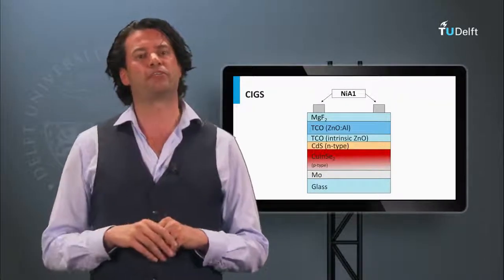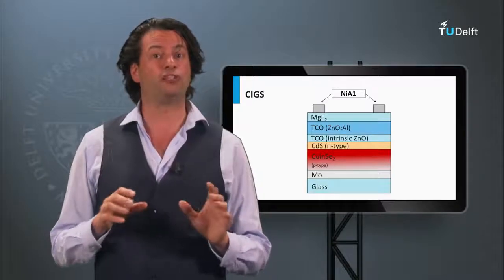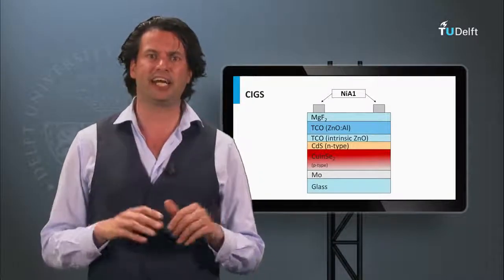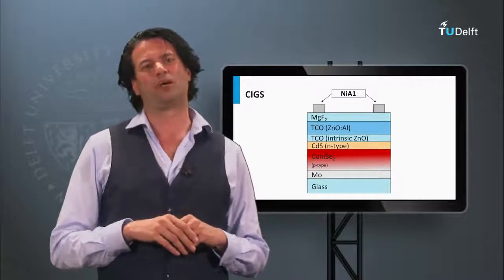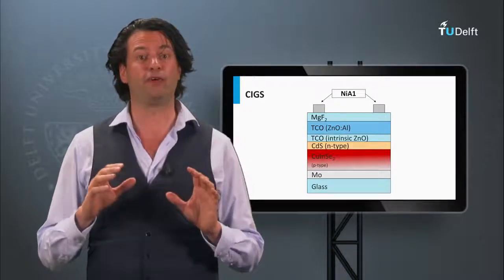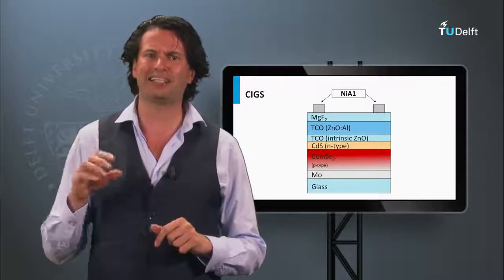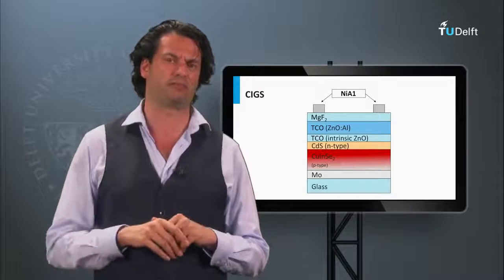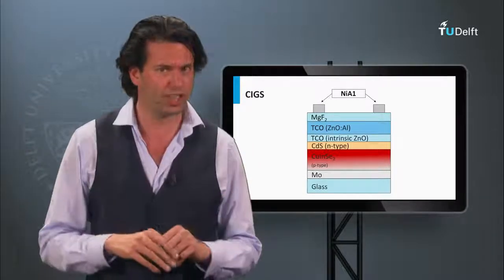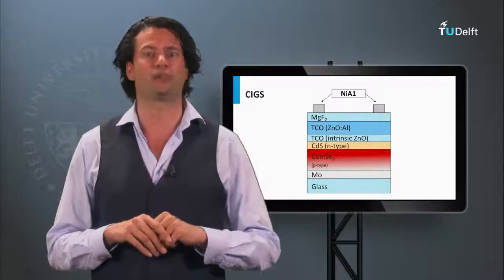Another thin film PV technology based on a chalcogenide alloy is CIGS, which stands for copper indium gallium selenide. Among the thin film PV technologies, it has the highest demonstrated conversion efficiency on lab scale, just above 20%. It belongs to the second generation PV technology as well.